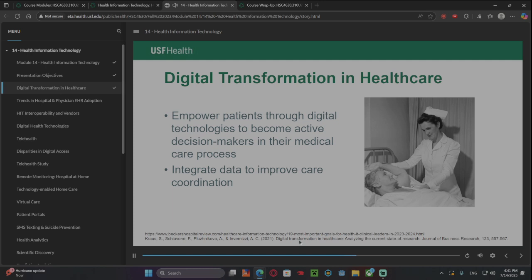In addition, we're looking to make our systems more integrated so that data can be carried from one provider to the next, from the hospital to a specialist to a primary care physician and across all continuum of care.